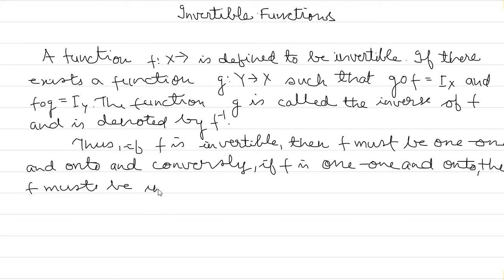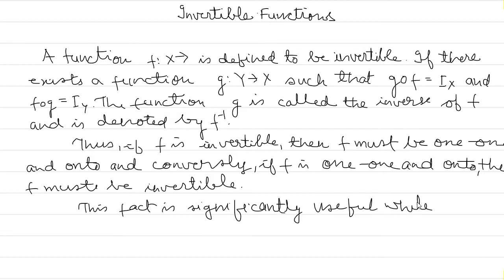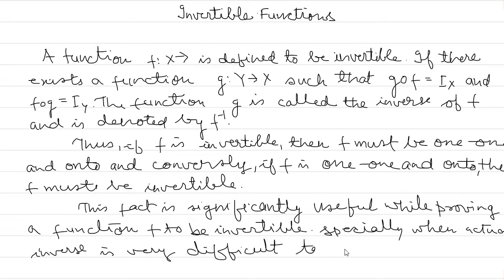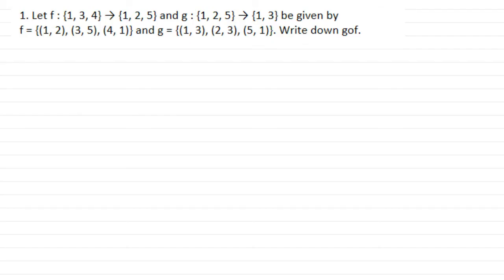Thus, if f is invertible, then f must be one-one and onto, and conversely, if f is one-one and onto, then f must be invertible. We will use this fact to prove that a function is invertible, especially when the inverse of a function is very difficult to determine. Let us solve some questions from the exercise.